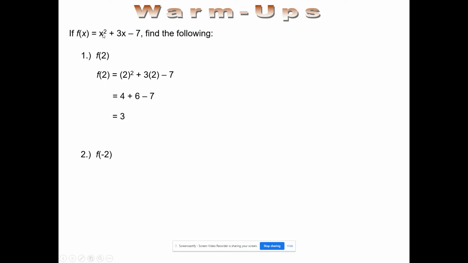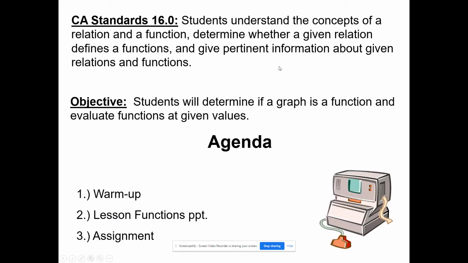So now we're doing negative 2. Plug in negative 2 everywhere there's an x. Okay, and we get 4 minus 6 minus 7, and we get negative 9. So basically what I wanted you guys to see is that whatever's in here replaces the x. Okay, I could put anything in there. All right, we'll be doing that today.